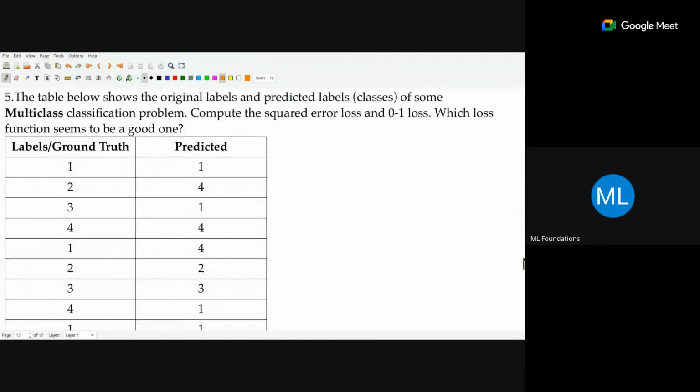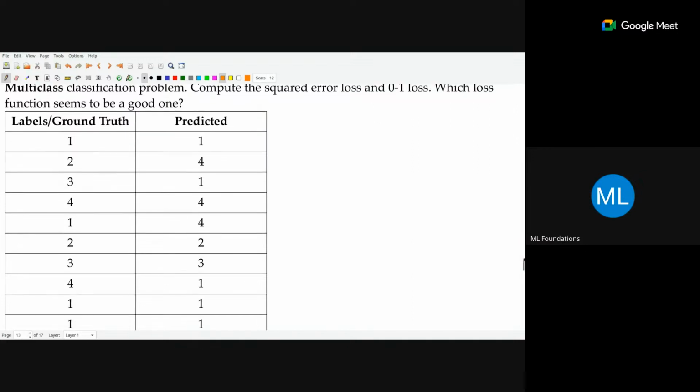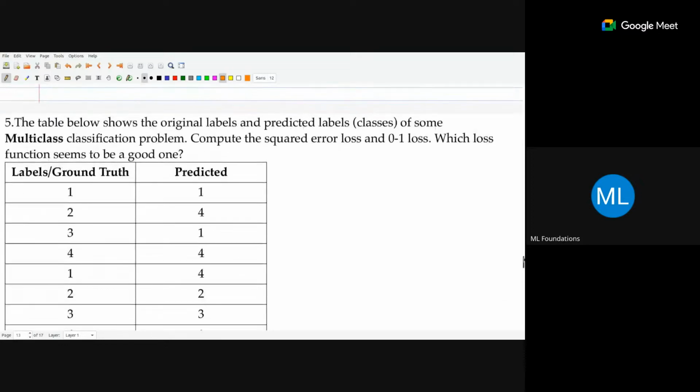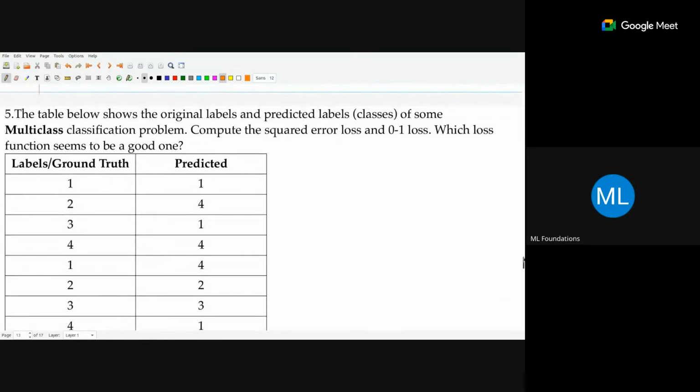And now consider this. I have given a table, and in the table I have a multi-class classification problem. As I discussed before, multi-class classification is classification into more than 2 classes. Here I have 4 classes, 1 2 3 4. The left column is the actual ones and these are the predicted classes. What I want you to do is compute the squared error loss and the 0 1 loss.